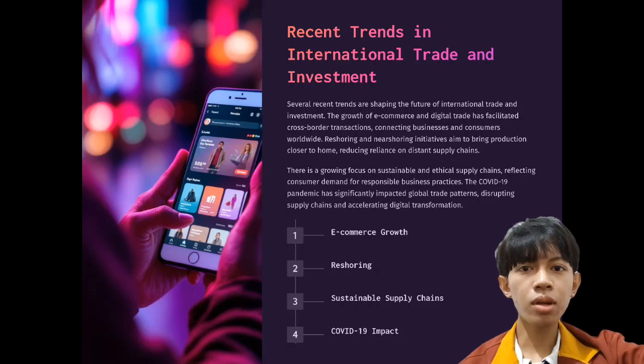There is a growing focus on sustainable and ethical supply chains, reflecting consumer demand for responsible business practices. The COVID-19 pandemic has significantly impacted global trade patterns, disrupting supply chains and accelerating digital transformations.